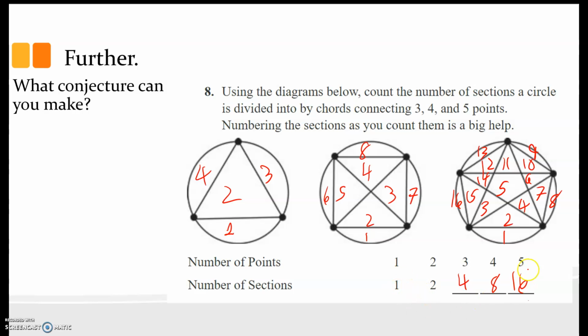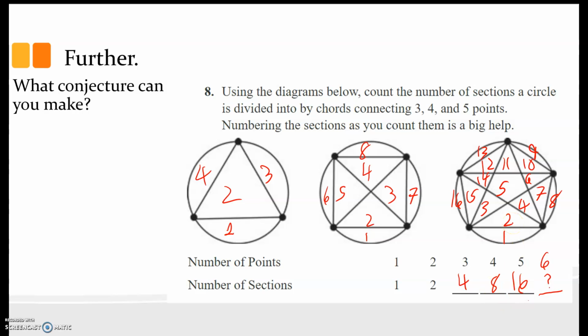So it's saying that if we have 6, what would we get here is what I'm asking. If we look at our pattern so far, when you have 1 dot, you just have 1 section. When you have 2, you have 2. When you have 3, it doubles to 4. If you have 4, it doubles, it's 4 plus 4 to get 8. Then if we have 5, it's 8 plus 8 to get 16.